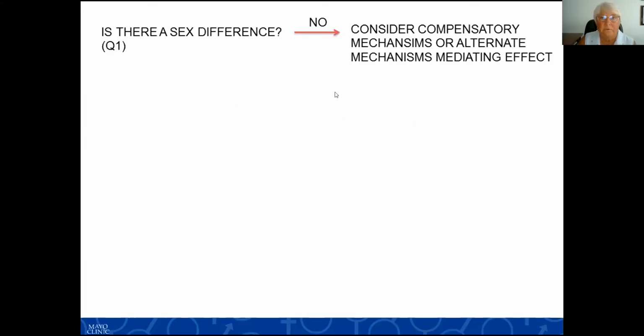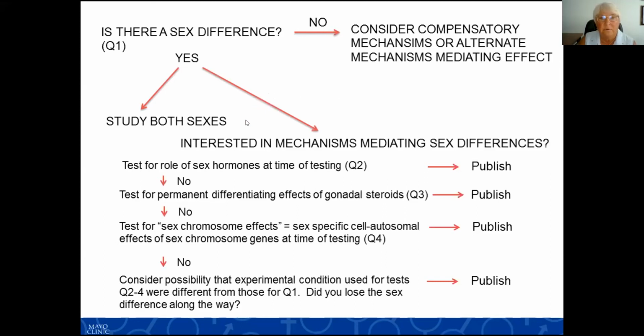Is there a sex difference? Then you consider the mechanisms or proposals. There may not be. That's okay. If there is, here's a schematic to help you understand or get to whether it's the role of sex hormones, differentiating effect of the gonadal hormones. You can test for a chromosome effect or consider an alternative experimental design. Do you lose the sex difference along the way, depending on whether you add hormones, take them away, and so on.